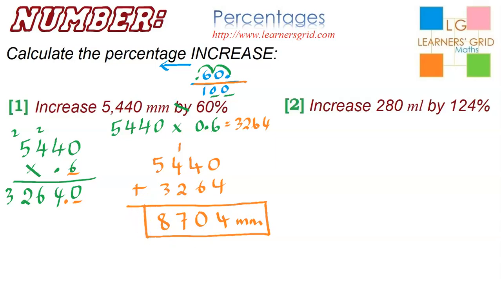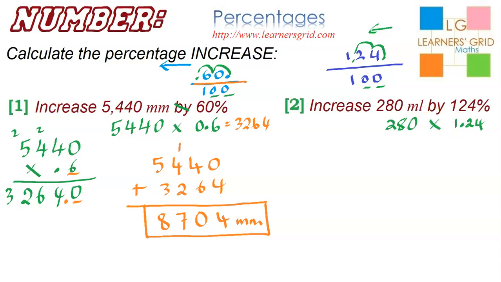Let's have a look at the second one. I'm increasing 280 by 124%. Okay, so again, I have the same problem. 124 has to go over 100. That's the per 100. I'm going to have to convert 124 into a decimal. The decimal point in this whole number, 124, is here, and I'm going to move the decimal point to the left. How many jumps? 1, 2. So 124% is, as a decimal, 1.24.